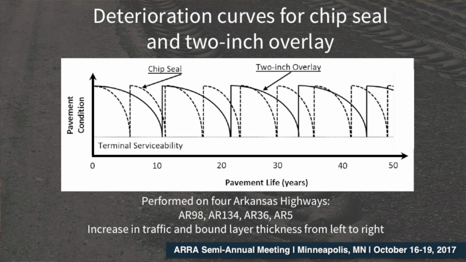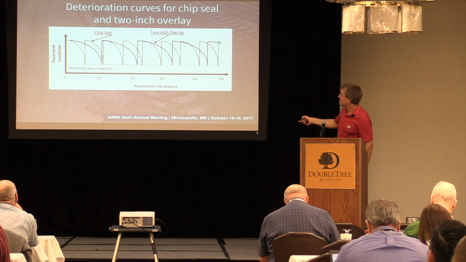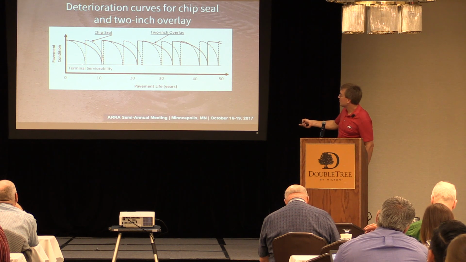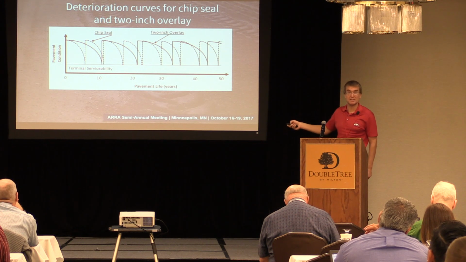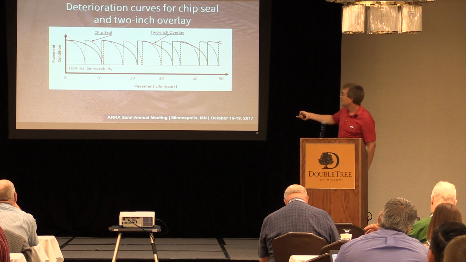This is an example of an expenditure or a pavement condition versus pavement life graph. And the nice thing about this is it graphically shows the difference between doing, for example, a chip seal and a 2-inch overlay. So in theory, when you're placing a chip seal every 6 years, the quality of the roadway is going down to around what we call the terminal serviceability, which is where the roadway needs some sort of maintenance or rehabilitation. You apply a new chip seal after 6 years, the pavement condition increases again. And you can see every 6 years you have this pattern.